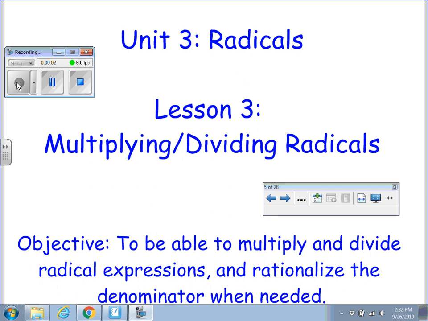This video is for Unit 3, radicals. It's lesson 3 on multiplying and dividing radicals. I'm probably going to split this up into 2 videos, but the goal of both videos, by the end, we're going to be able to multiply and divide radical expressions as well as rationalize the denominator when needed.